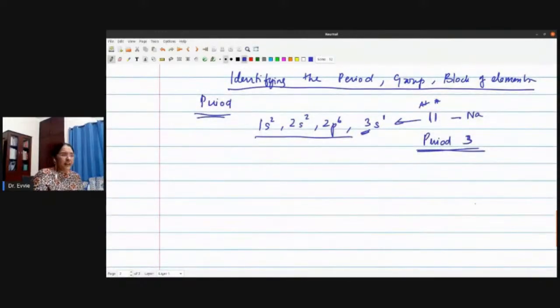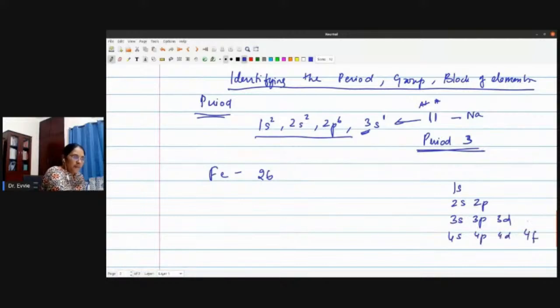Suppose they give you iron. We use iron everywhere in everyday life. So now let us see to which block and which period it belongs. For iron, first you have to write the electronic configuration. The atomic number is 26. If you don't know, please remember 1s, 2s, 2p, 3s, 3p, 4s, 4p, 4d, 4f. The electrons will get filled like this: 1s2, 2s2, 2p6, 3s2. This way it will go.